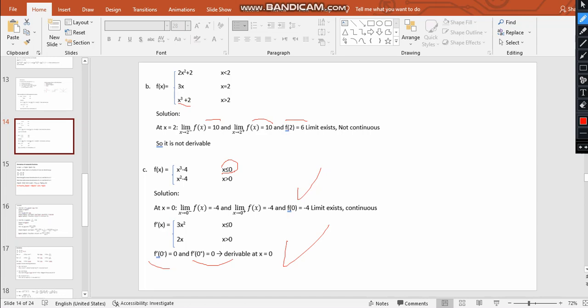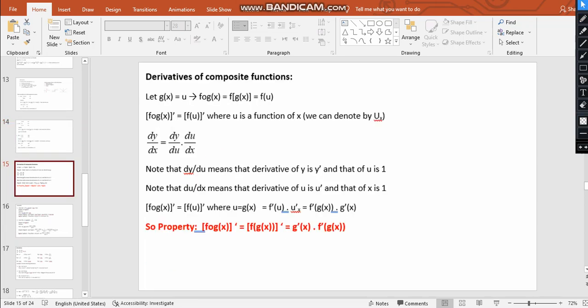So always when you have a piecewise function, if you want to check derivability, check continuity always before. Now, derivative of composite function. We know a composite function f rho g of x can be written as f of g of x, and if g of x is denoted by u, it's f of u. Now we want to find the derivative of this composite function. It's the same as finding the derivative of f of u all prime.